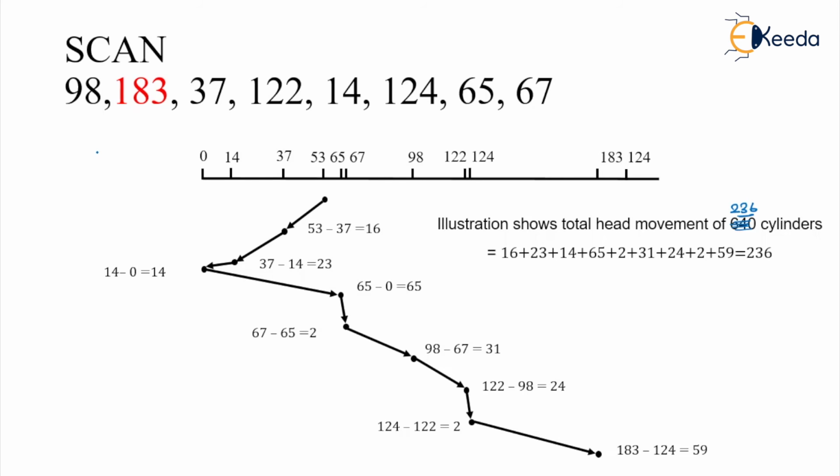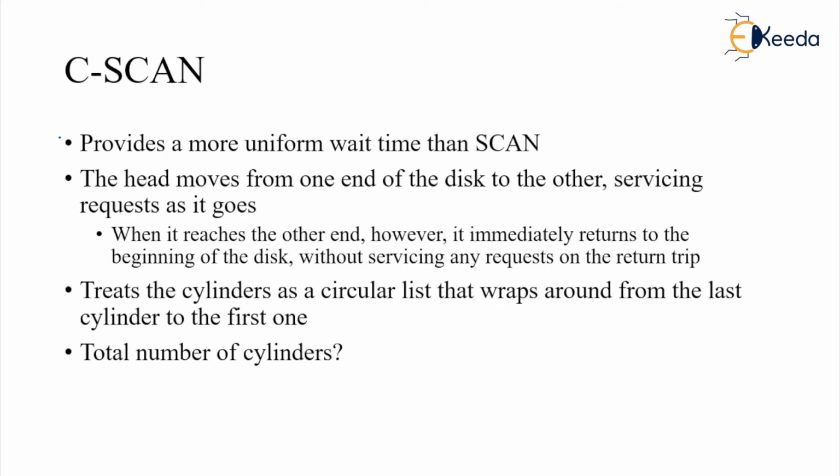We have another variation of scan called C-scan, that is circular scan. Okay, circular scan is a version that treats the whole disk as a circular queue.